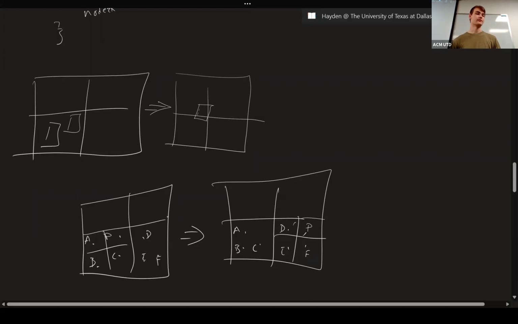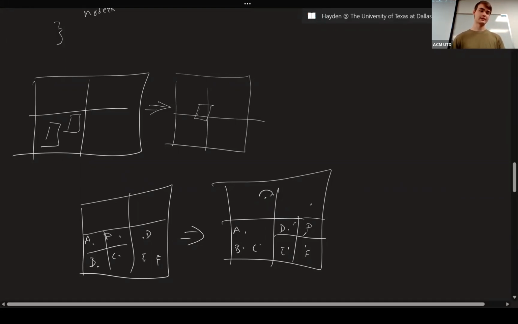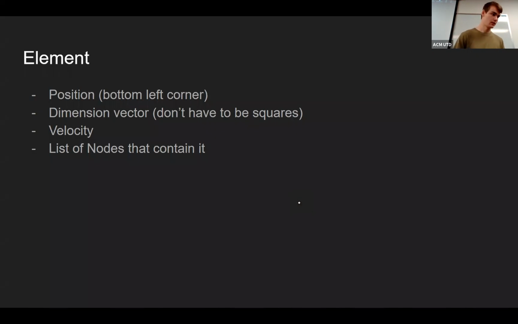Oh, I see what you're saying. So if my player was just moving from here to here, yes, you do. And that's not nearly as expensive as merging and dividing, because all that's doing is taking the pointer that this node has to this element and removing it from that node and moving the pointer into this node, which is pretty easy. Okay. So that's why elements know where they are in the tree.